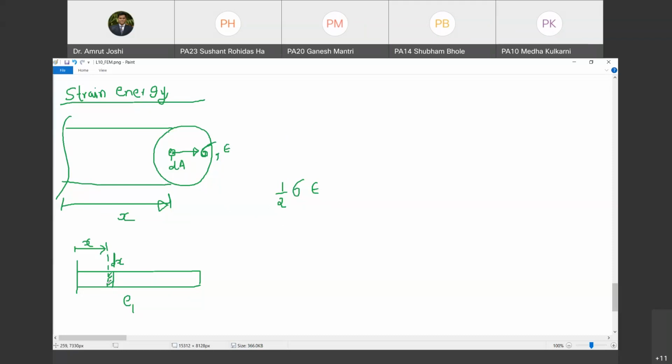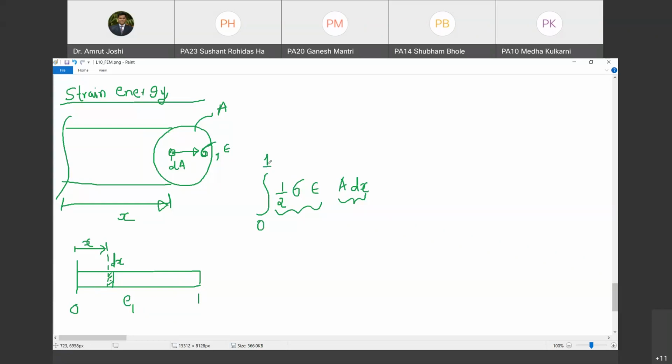per unit volume. But what is the volume of this small element? So it is cross-sectional area A. The entire cross-sectional area is A, multiplied by this dx is the volume. Do you agree with me? So A dx into half stress into strain at x is nothing but the strain energy stored in this small element dx. Do you agree with me? What is the total strain energy stored in element number 1? If I ask you that question, you will have to integrate it from 0 to 1 because these are the boundaries of element number 1.